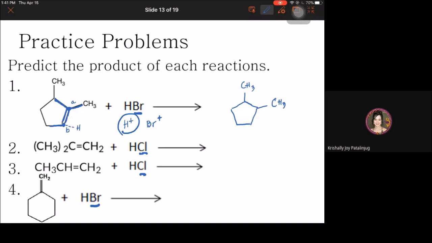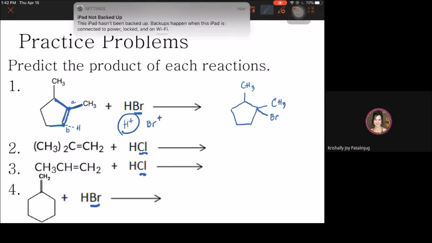So you add here. You can skip showing the H plus in a skeletal structure and go straight to the Br. So the Br goes here. Okay? I hope you understood, Markovnikov's rule. The H plus will be added to the carbon with the greater number of hydrogens. So automatically, the halogen goes to the carbon with fewer or no hydrogen.